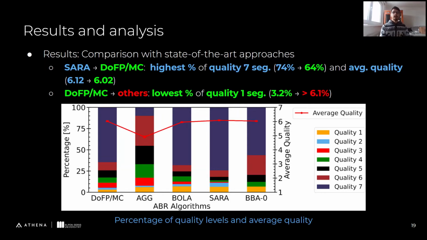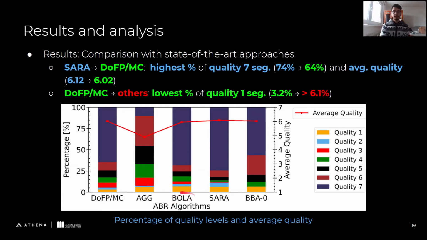So for the comparison with the state-of-the-art approaches, we have different approaches here. The first one is the AGG, which is a throughput-based ABR algorithm, which aggressively tries to enhance the quality of the downloaded segments. It will select the segment whose bitrate is the maximum one, but lower than the available throughput.